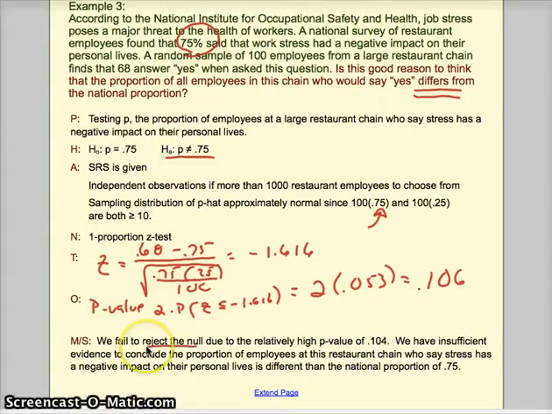Again, when you reject the null, you have to reference the p-value. If there's an alpha, you'll reference that. In this case, there's not. The p-value is just too high. We have insufficient evidence to conclude the proportion of employees at the restaurant chain who say stress has a negative impact on their lives is different than the national proportion. So we got the different in there, and the population proportion as well. That was quick, but it's the same four steps, just a slightly different variation on the problem.